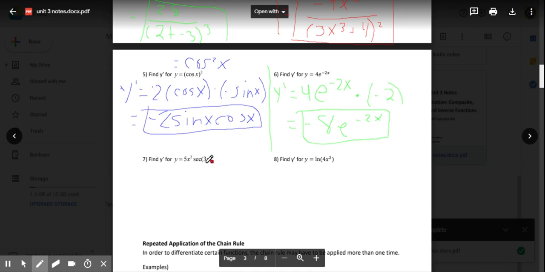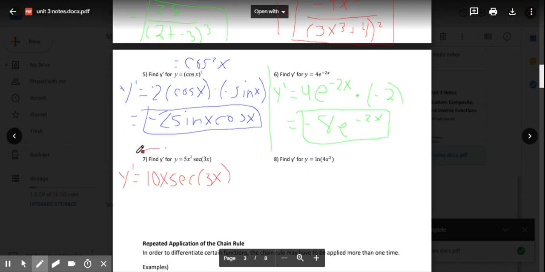So in the previous unit, we did learn the trig derivatives, but in all of those trig derivatives, it was just secant of x, sine of x, cosine of x. There was nothing else inside of it. So when there is something besides just an x on the inside, you need to use the chain rule. So we're going to use product rule and chain rule at the same time here. So y prime equals, we do the derivative of the first, which is 10x, times the second, which is secant of 3x.